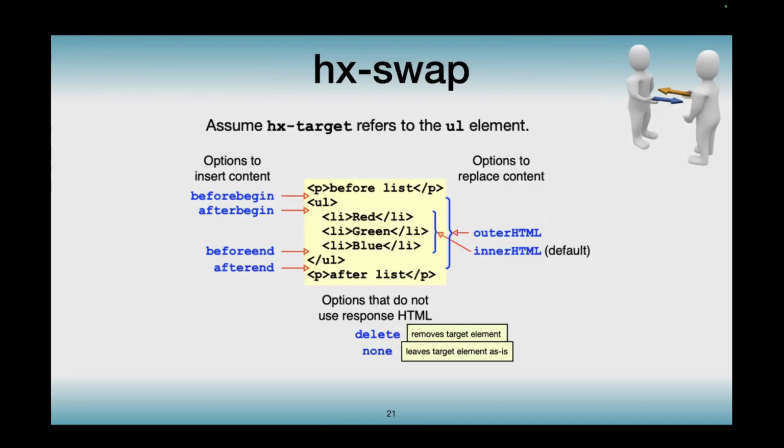And then down at the bottom, we have two options that don't even use the response HTML coming back. So they're not inserting anything. Delete says, I want to get rid of the target element completely. So delete the UL element. And then finally, none means I just invoke this endpoint for some side effect. So I'm not going to use the HTML it returns, and I'm not going to update the DOM. I'm going to leave it as is. So lots of options for what to do with what's coming back from these endpoints.